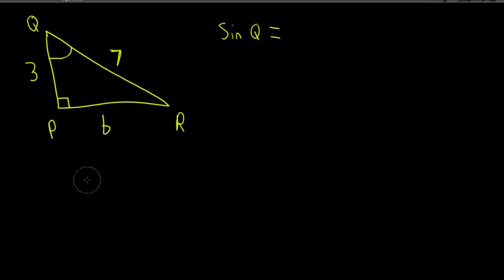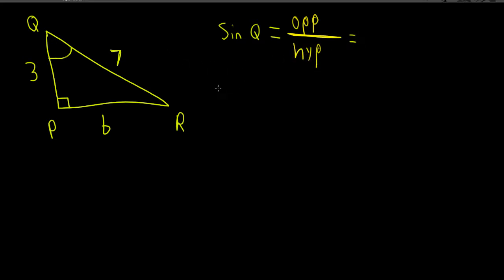Hello everyone. Now we're going to solve some problems involving these trigonometric functions that we just went over. So the first thing I'm going to find is the sine of the angle Q. The angle Q is the one over here. And how does the formula for sine go? Well, sine is just the opposite, which I'm going to abbreviate OPP, over the hypotenuse, HYP.